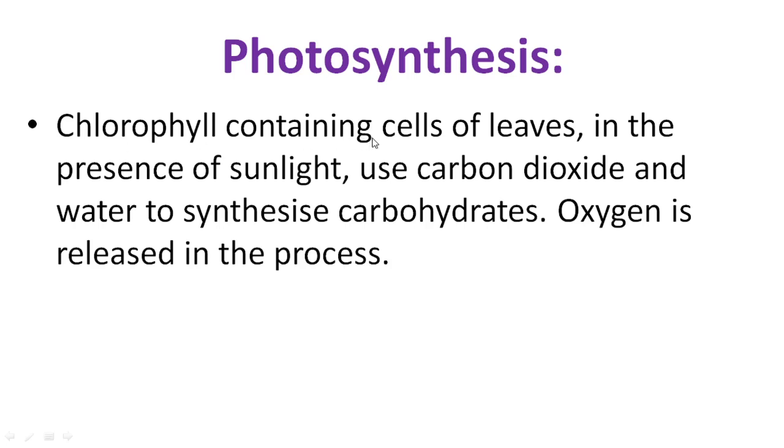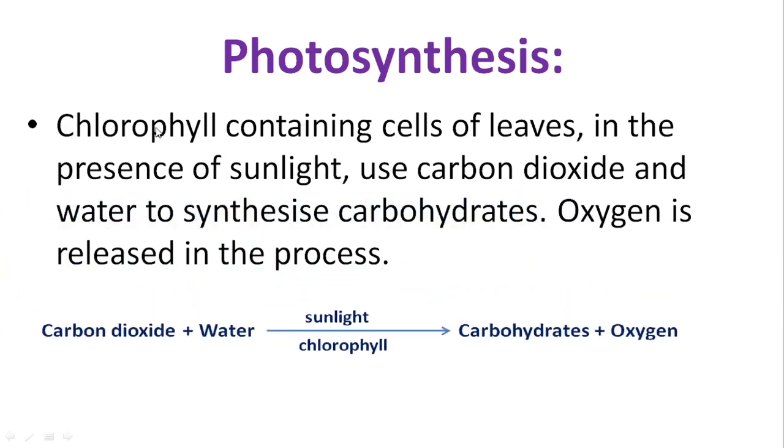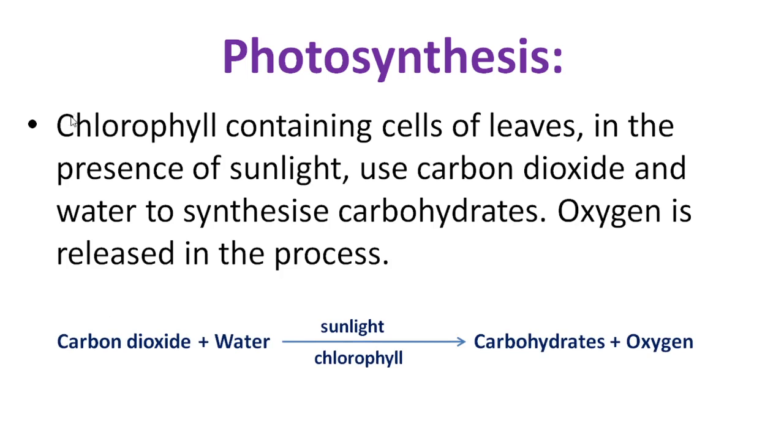So chlorophyll containing cells of the leaves, in the presence of sunlight, they use carbon dioxide and water to synthesize food called carbohydrates. And oxygen is released in the process. Now, if you don't want to write all these long sentences, then you can write this particular chemical equation. It is the simple chemical equation of the process of photosynthesis.